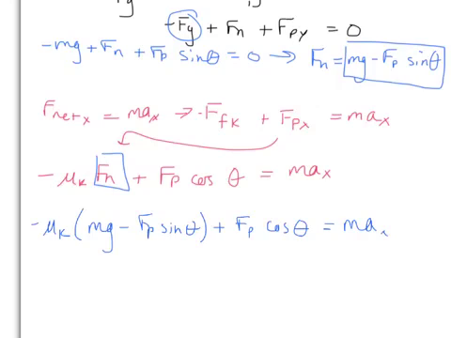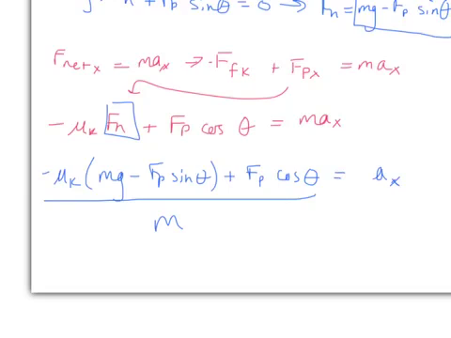But remember, we're looking for AX, so let's divide by M. So I could just erase this M right here and divide the whole thing by M. Remember, that's AX over here. It's AX. So that's our generic solution for the acceleration. If we go ahead and plug in, we'll end up getting a number of 0.117 meters per second squared.